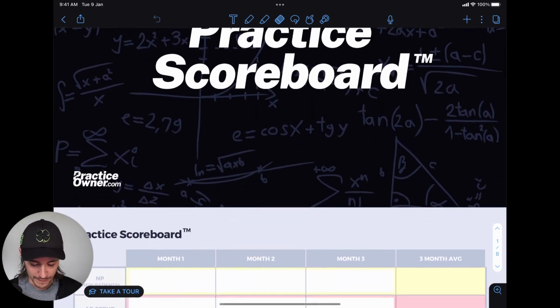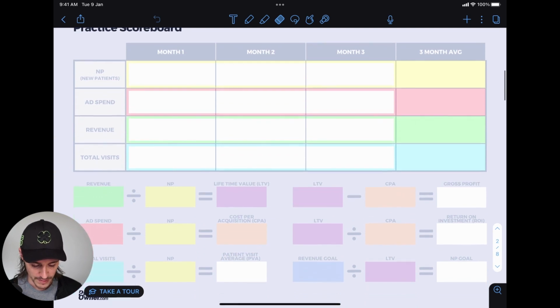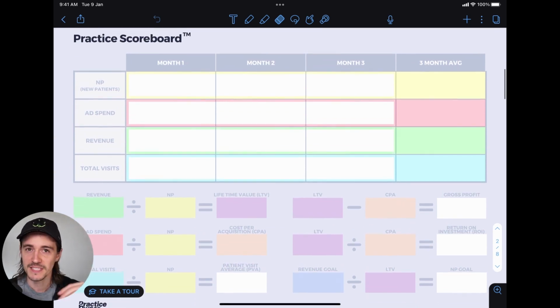So you all should have the practice scoreboard open, and it should look like this. Nice and color-coded to make it easy. I know that we all hate numbers, but numbers are so important in business. Now, the document is fillable, but you can also print it or do it on an iPad to make it easier. So I'm here being fancy on my iPad, and we're going to go and fill out some numbers.